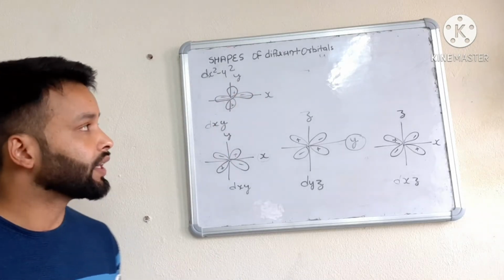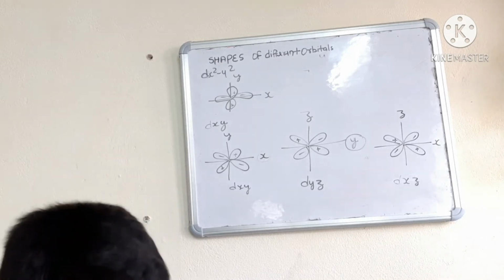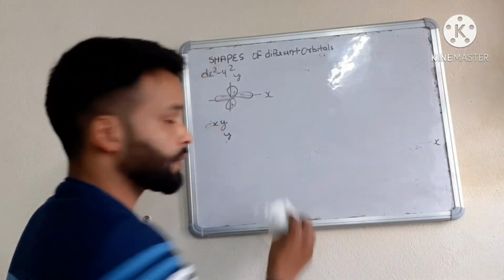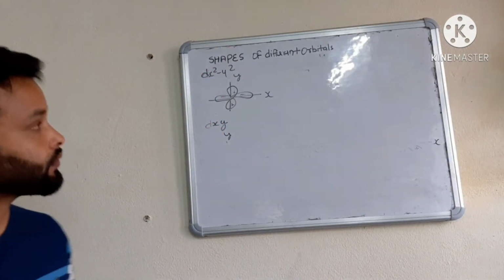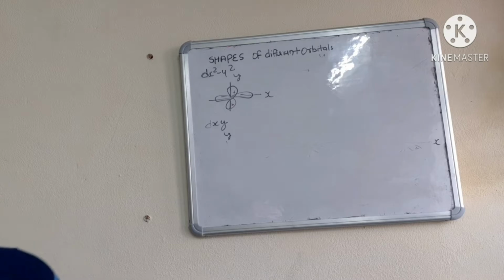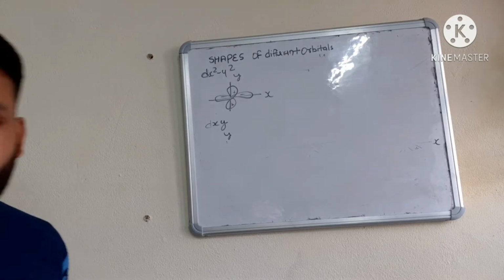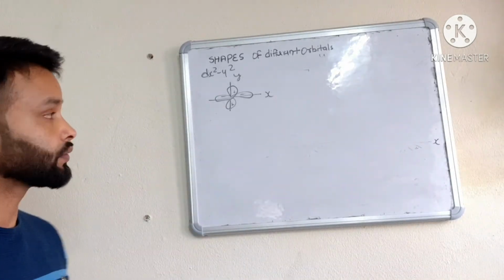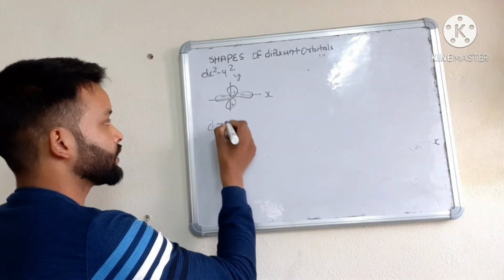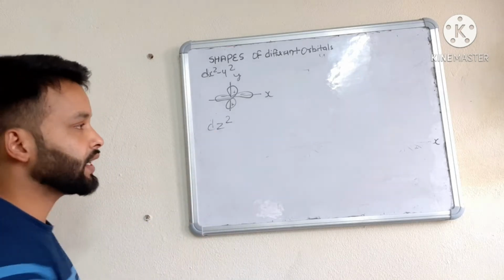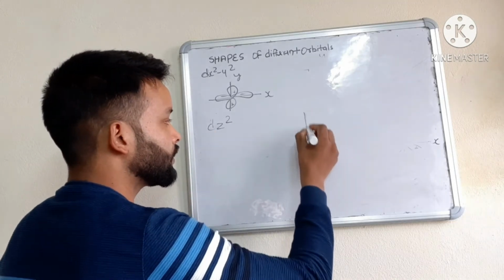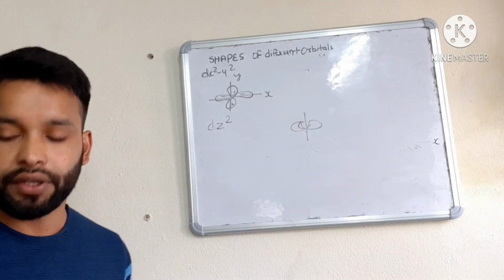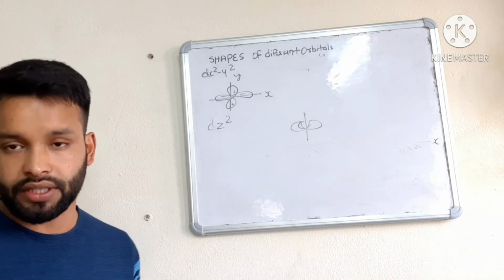The dx square minus y square is done now. The last one is dz square. If you see the book, this type of diagram is given for dz square. But today I'll explain how you get this type of diagram.